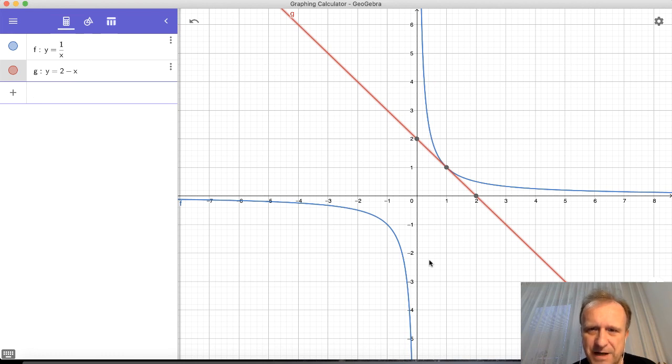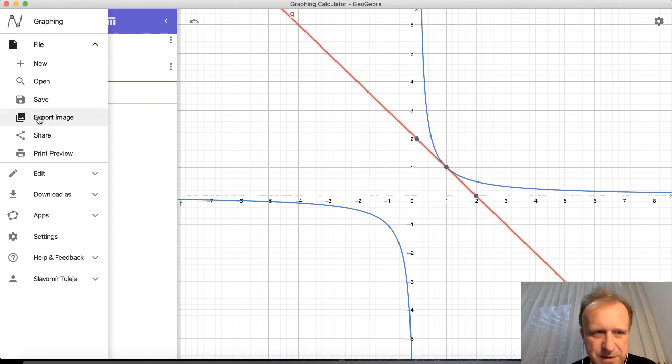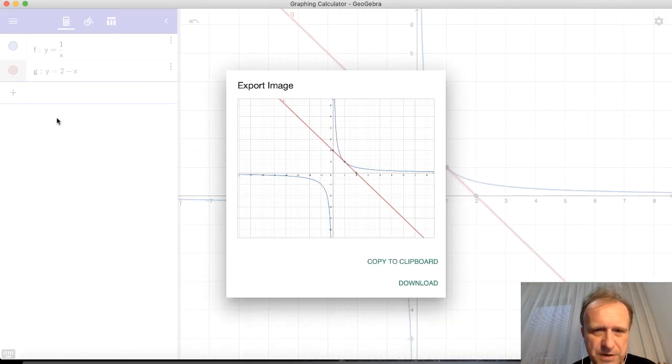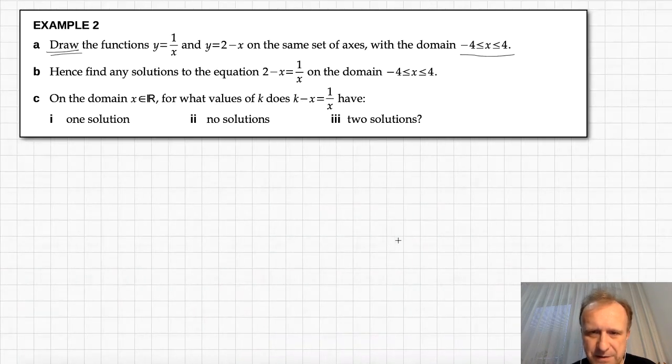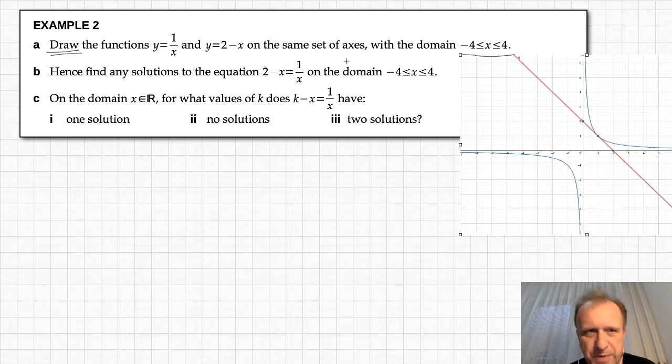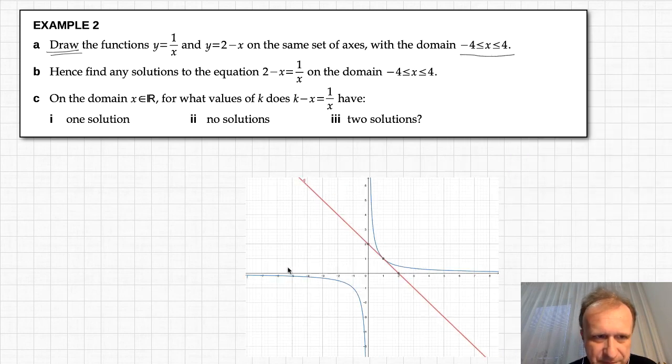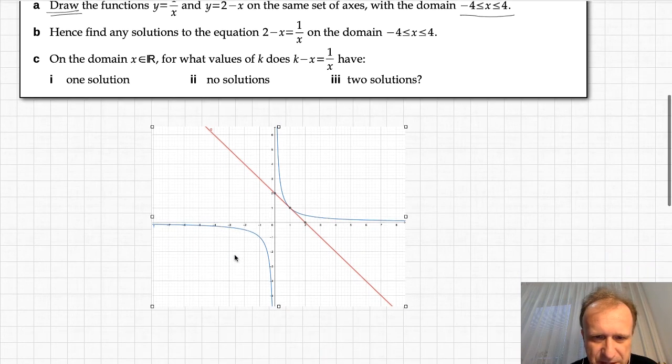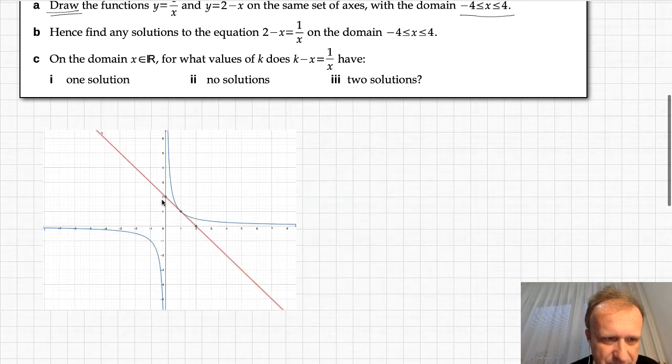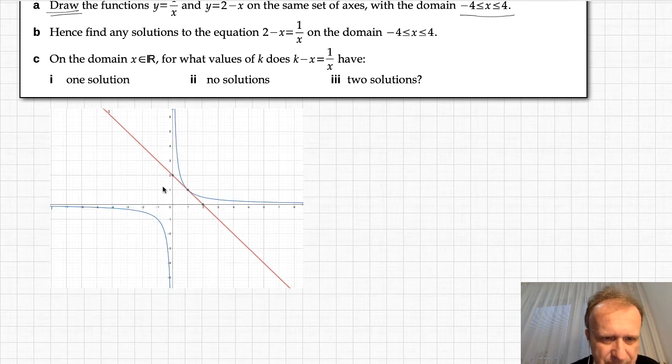Okay, so this graph may be helpful, and GeoGebra, this graphing calculator app, enables you to take this image and export it. So I will export this image, copy to clipboard, like this. I will just click here and go back to my presentation and press Command V to paste it in like this. And here it is, here is my graph, okay? So this is what I had to do in part A. Let me place it here, somewhere here. Okay, so this is the graph of those two functions.